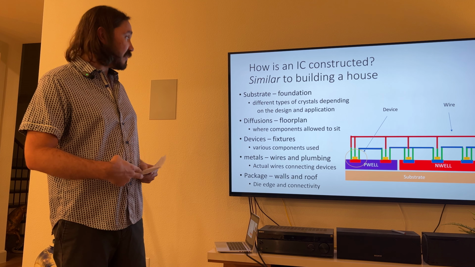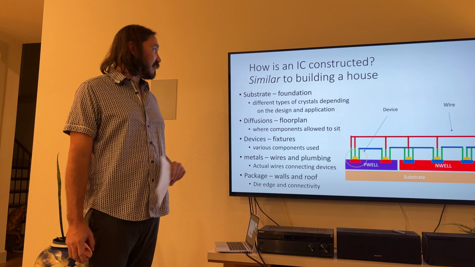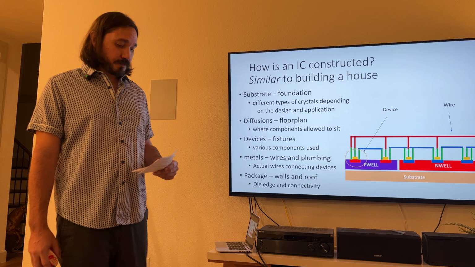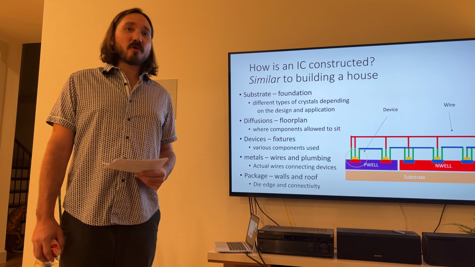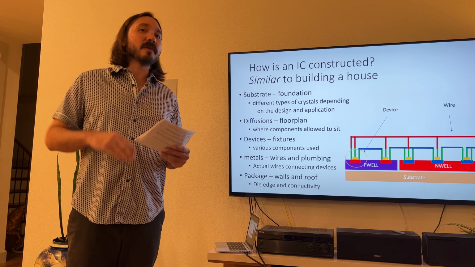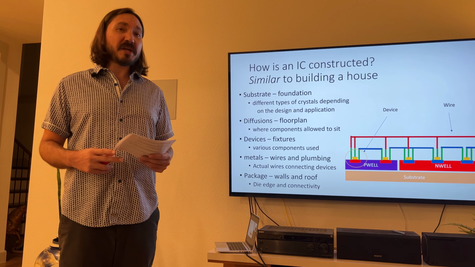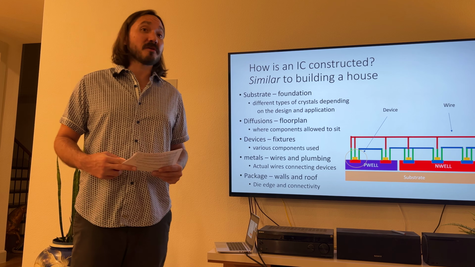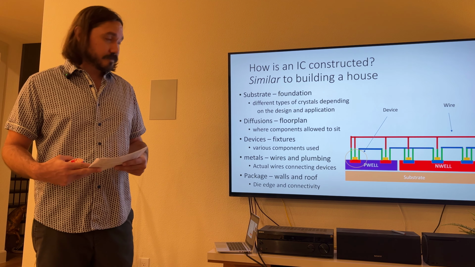First, you have a substrate, which is like the concrete foundation of your home. We grow silicon tubes about a foot wide and slice them millimeters thick. Each of these will house tens or thousands of individual chips.